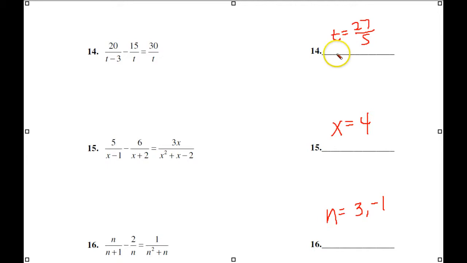So to give you the answers, and they are in the answer key, t is this for 14, x is this for 15, and for 16 you might put n is 3 and a negative 1. But remember, if n were a negative 1, it would make our denominator over here a 0, so n as a negative 1 is excluded.